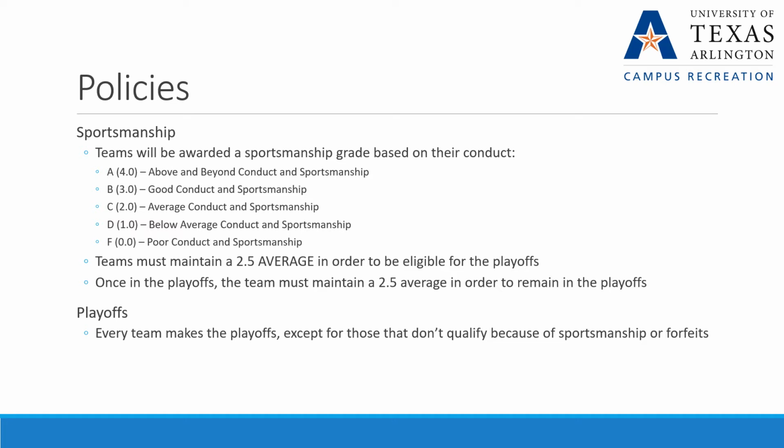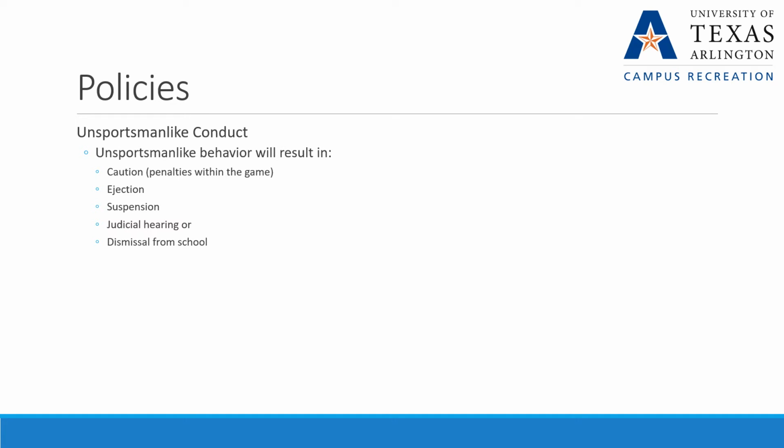Teams must maintain a 2.5 average in order to be eligible for playoffs. And once in the playoffs, a team must maintain that 2.5 average in order to remain in the playoffs. The way our structure works in the playoffs is that every team makes the playoffs, except for those that don't qualify because of sportsmanship or forfeit. Unsportsmanlike behavior will result in a caution, which could be penalties within the game, ejection, suspension, or a judicial hearing or dismissal from school in some of the most extreme cases.